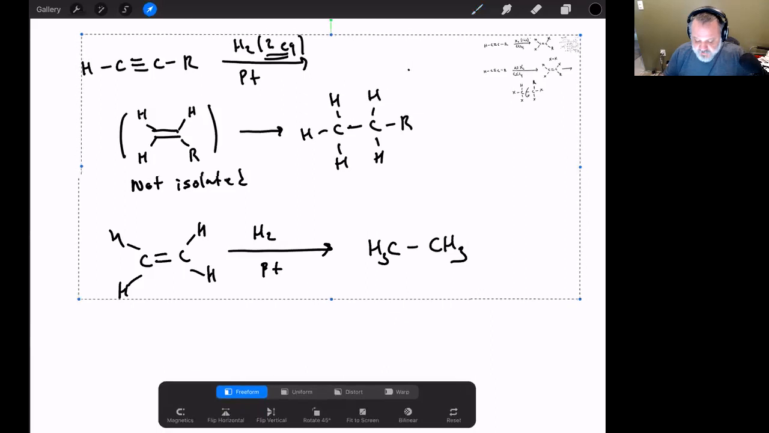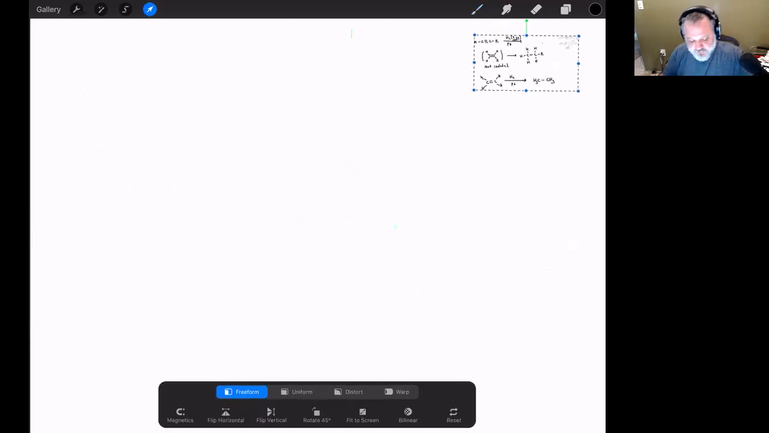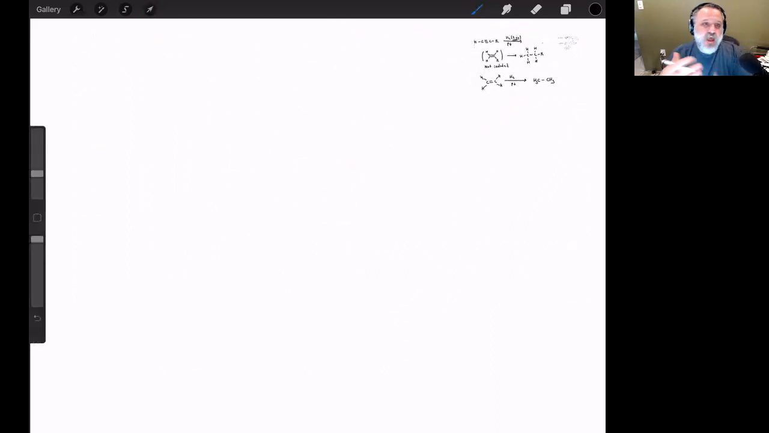Now, you can, however, and this is where I'm going to introduce just a couple of new reactions. You can use a catalyst that prevents the alkene from reacting further. And the idea behind this is called a poisoned catalyst.